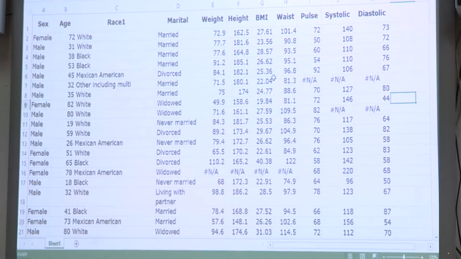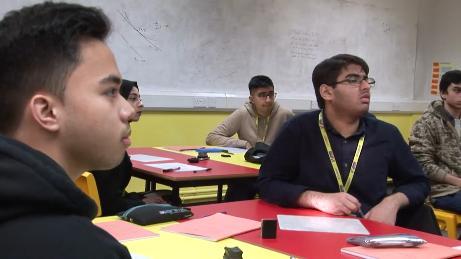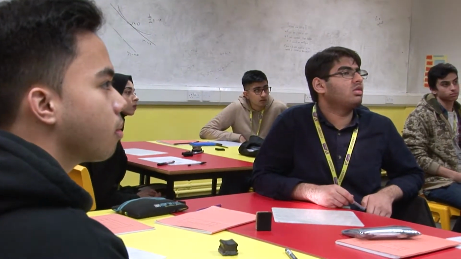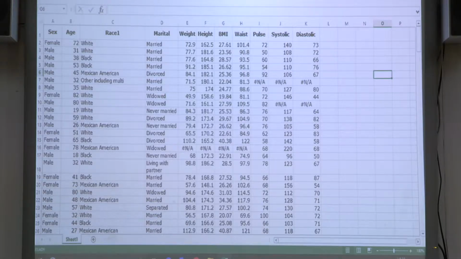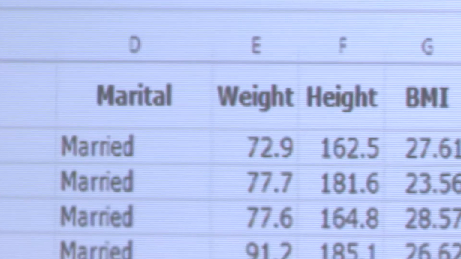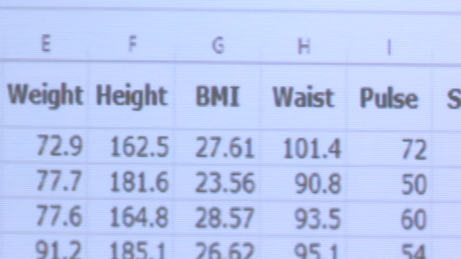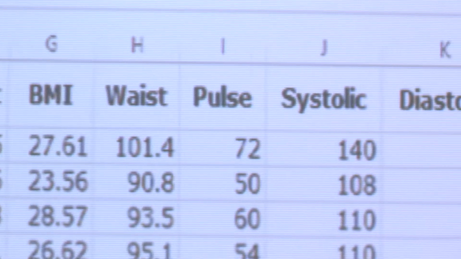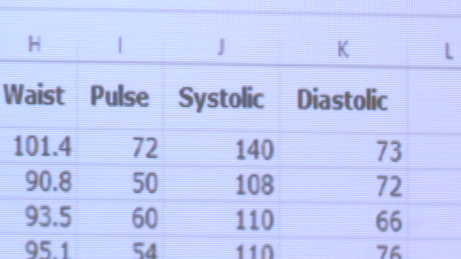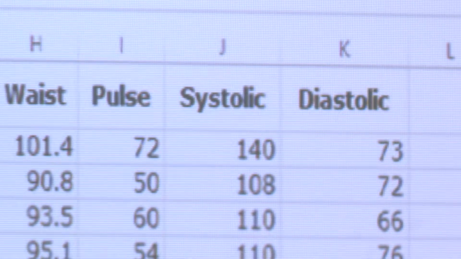What we have here is survey data based on health. These students are looking at the data for 200 people in a survey from 2003. They're using this survey to build on their understanding of the normal distribution by considering which variables in the survey are normally distributed.